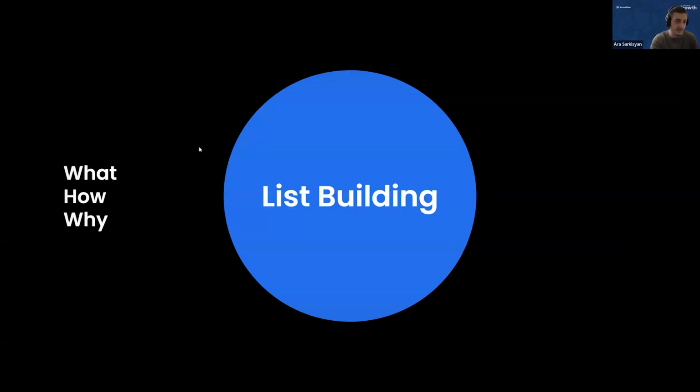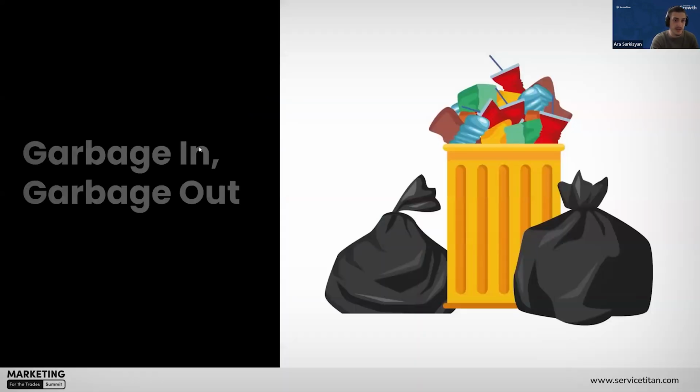Etc., etc. So let's get to the list building portion of this: the what, the how, the why. The first thing to get to is your data. Garbage in, garbage out. I love preaching this. But unfortunately, this is probably one of the hardest things to enforce as a marketer, just because it involves so many other people and the whole entire org.